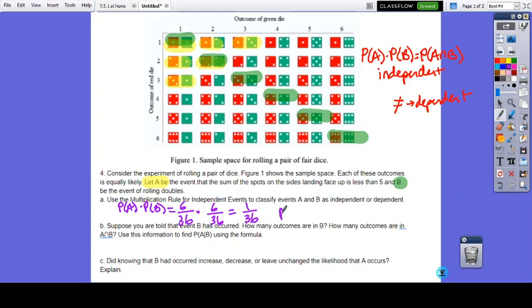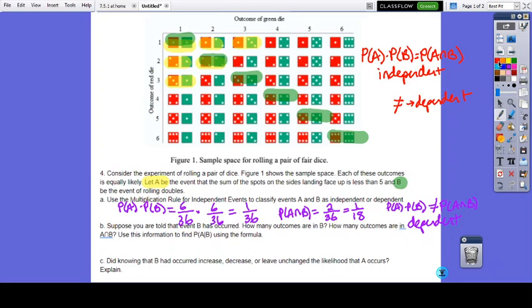Okay. If you look at the probability of A intersect B, okay, that means how many of them are in both of those things. So I highlighted yellow and green here and here. So there are 2 of them in both of those out of a total of 36. This simplifies to 1/18. Okay. Since the probability of A times the probability of B is not equal to the probability of A intersect B, then we know that these are dependent.